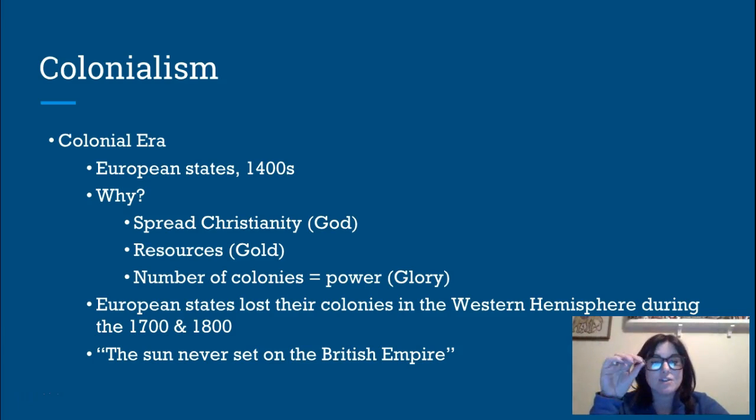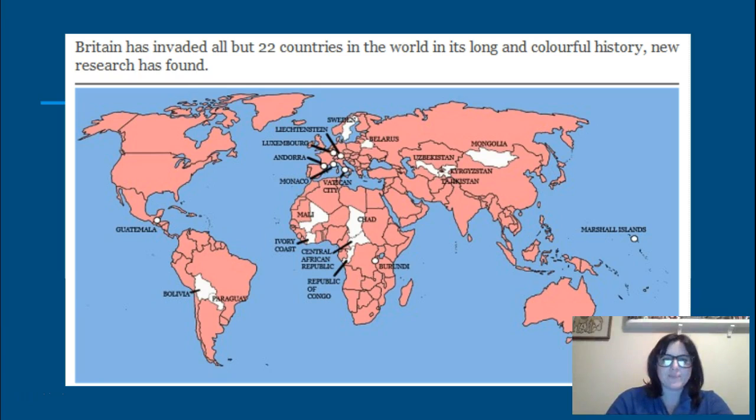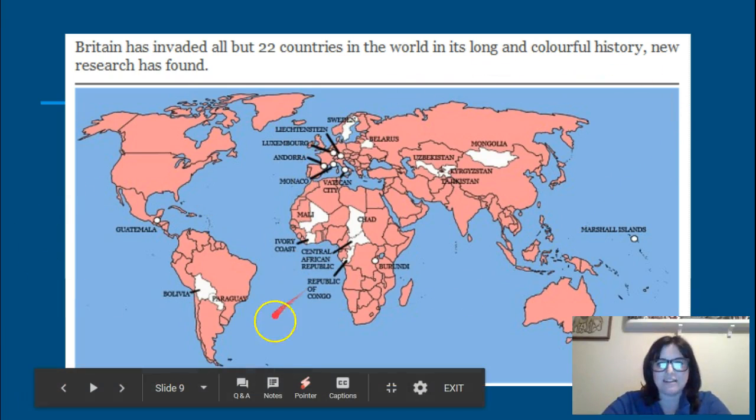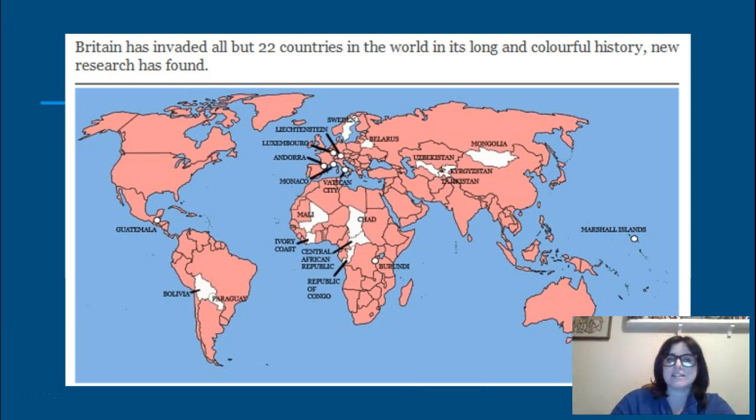And then in the 1700s and 1800s, a lot of colonies get their independence. Okay? There used to be the saying, the sun never set on the British Empire, meaning no matter where you were in the world, there was a British colony somewhere. Britain had lots and lots and lots of colonies. And this is an example. These are all the countries that Britain invaded, so everything but the white-ish areas. Not to say that they had all of these as colonies, but they at least attempted to colonize all of these places. And a lot of them, they were, in fact, successful.